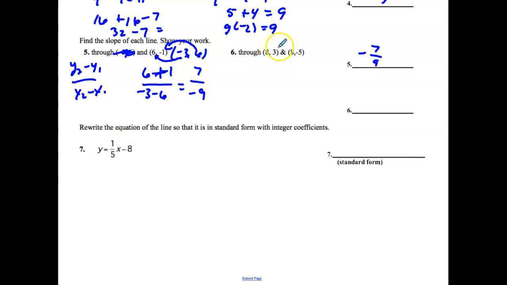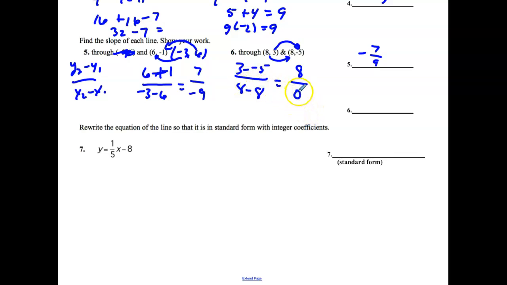Number 6, I would probably go this direction because that's going to allow me to make my top number positive. Then I need to go this direction here and have 8 minus 8. 3 minus negative 5 is 8. 8 minus 8 is 0.